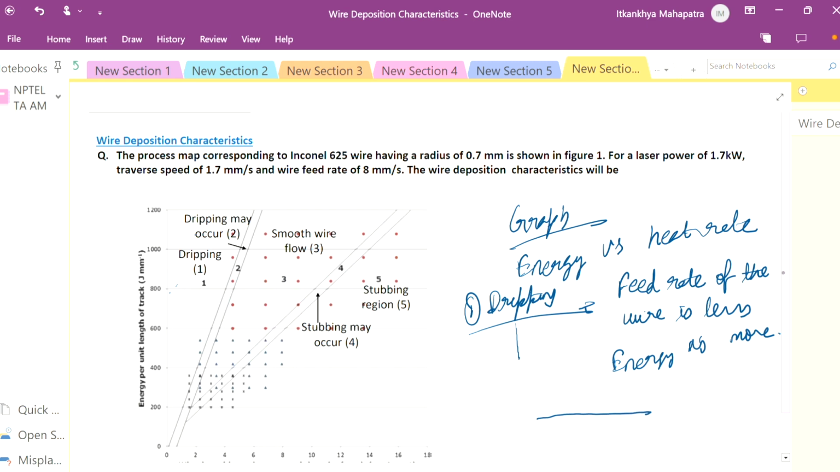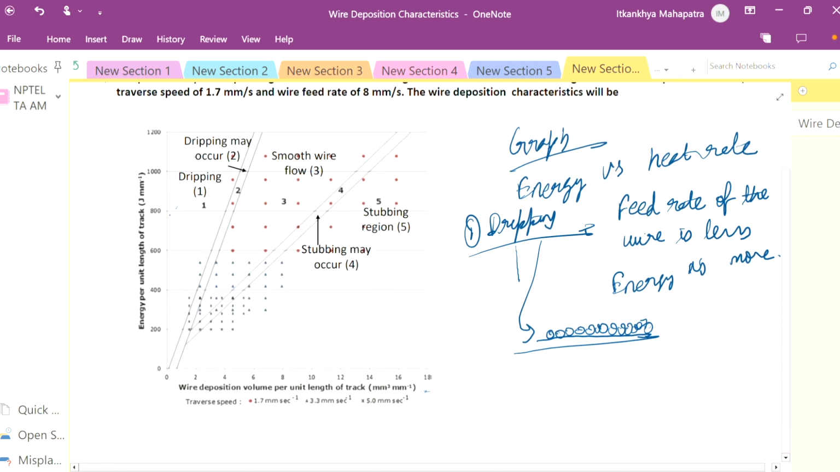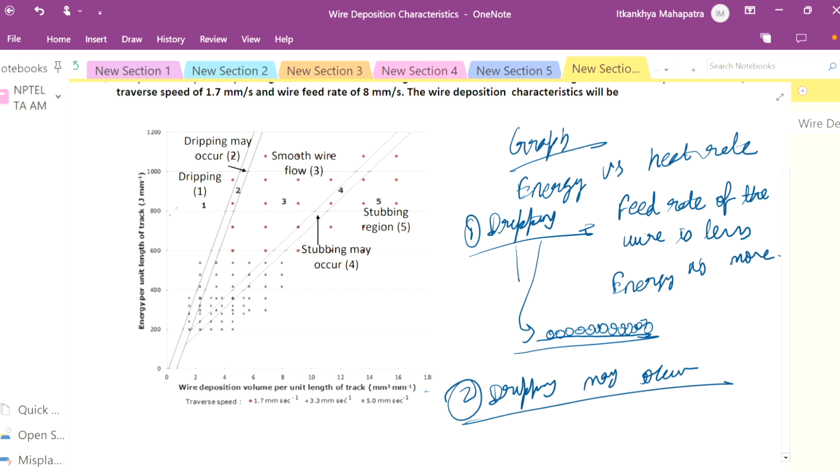Suppose the wires are deposited like here in the form of drops, or beads are formed. These beads which are formed are discontinuous. So in this case, dripping occurs and wire is deposited in the form of drops. Now, in the second case, where dripping may occur, the feed rate is increased a little, but still the energy is very high.